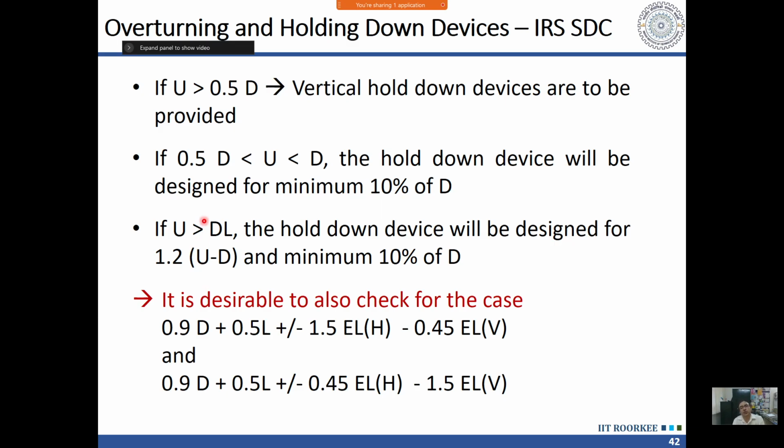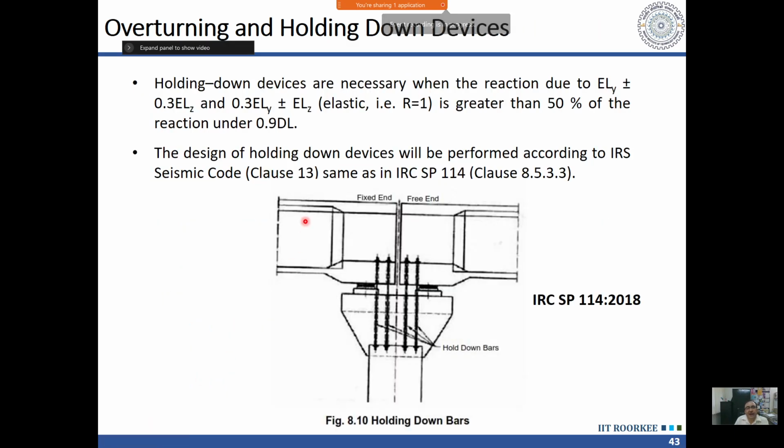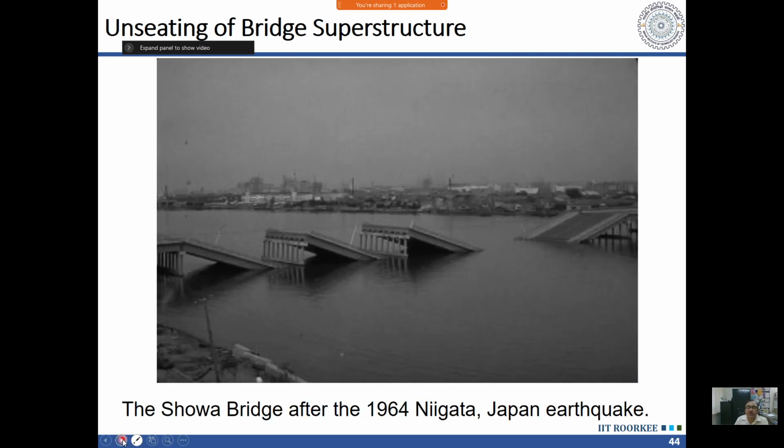In case we are using bearings to resist this vertical upward force, then in any case we are using load combinations as per the IRS seismic design code, and this load combination will come into the picture. In IRS, there are some diagrams given of typical holding down devices, showing how we can provide them. Several arrangements for holding down devices are possible.